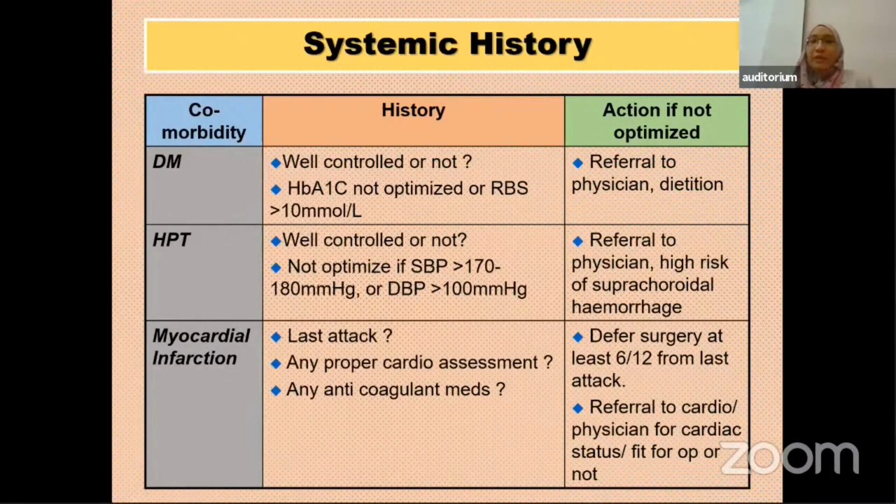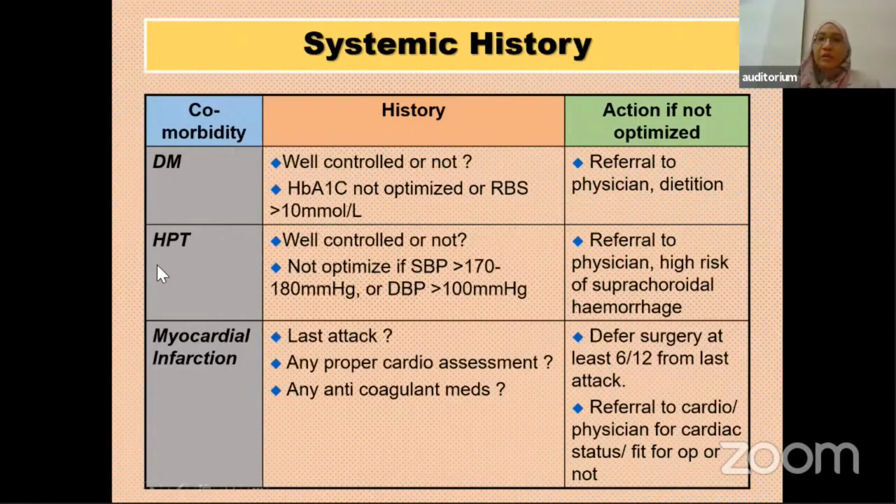And then for myocardial infarction, we need to ask the patient when was the last attack. If it is less than 6 months, we need to defer the surgery, at least 6 months from the last attack. And then we need to have cardio input also, whether this patient is fit or not, and the cardiac status.